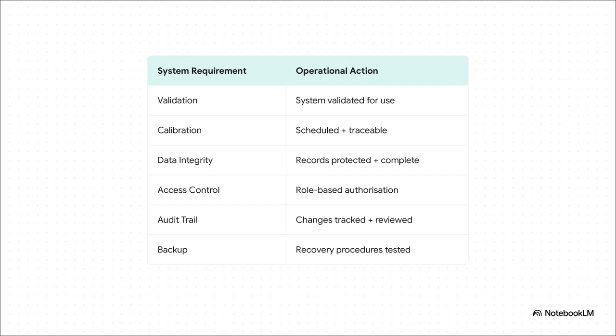Every automated system must be validated for its intended use, and calibration has to be strictly scheduled and traceable to known standards. But data integrity is the real cornerstone here. You need strict role-based authorization, meaning operators only access exactly what they need to do their jobs, and they definitely shouldn't have the admin rights to tweak a recipe.